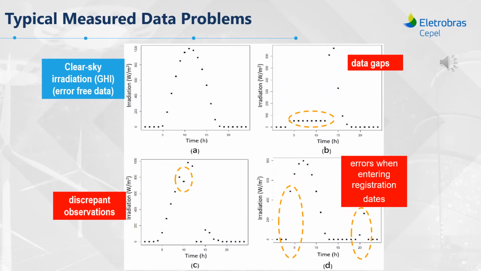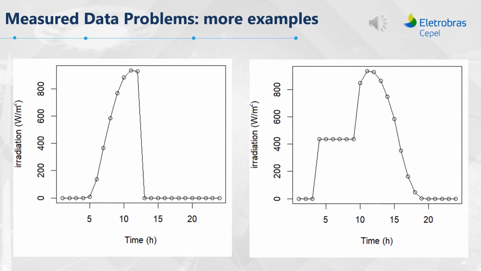Failures in the metering and data handling systems can corrupt time records, producing three types of errors: data gaps, discrepant observations or outliers, and errors when entering registration dates. These plots show two examples of data gaps in GHI data. For this case, the proposed methodology will detect the data gap and fill in the gap based on reanalysis data.